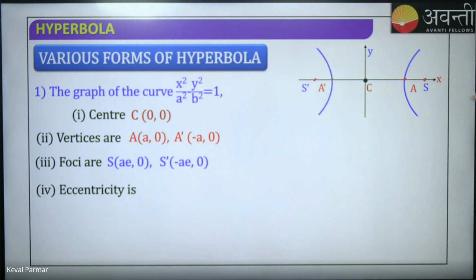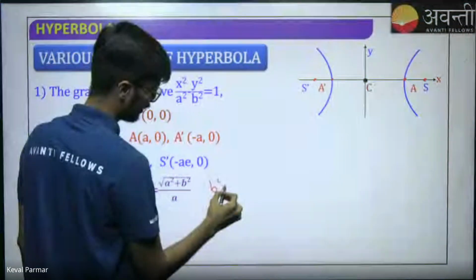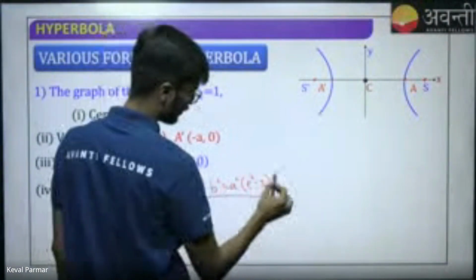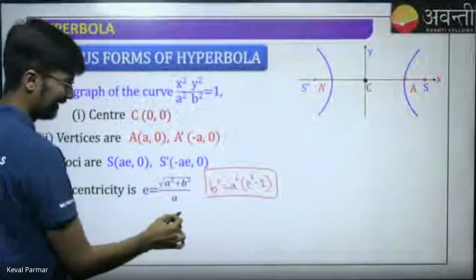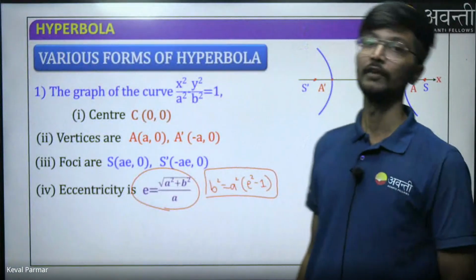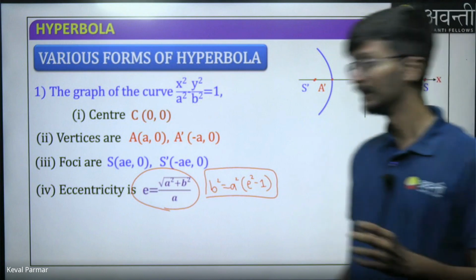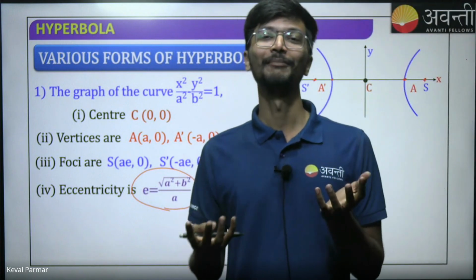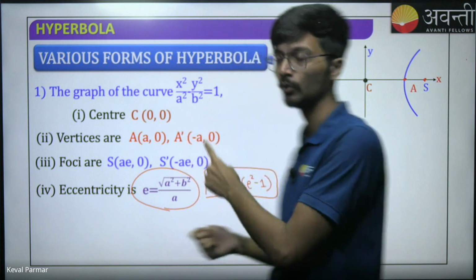Eccentricity. We already saw the formula for eccentricity, right? b square equals to a square into e square minus 1. So from here, we can calculate the value of e. It will be equals to this. Correct? Don't confuse it with ellipse. In ellipse we have 1 minus e square. So already I told you how to remember it, but still don't get confused.